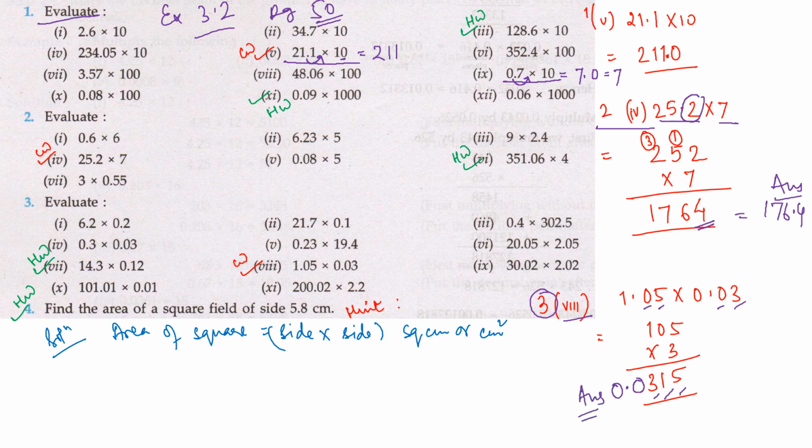Okay. Question number 4, they are asking you to find the area of a square field whose side is 5.8 centimeter. So the area of a square is side into side and its unit will be square centimeter or centimeter square. Side is already given to you, 5.8. So do 5.8 into 5.8 and find the answer.